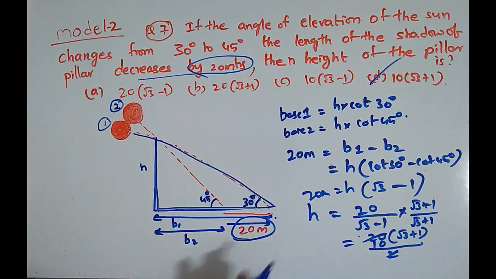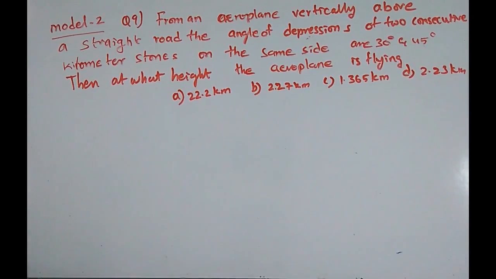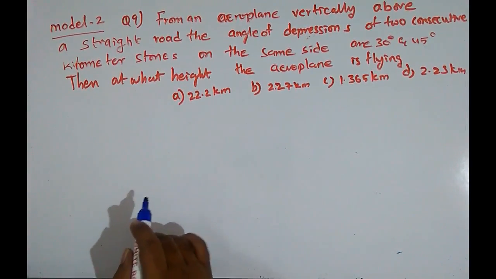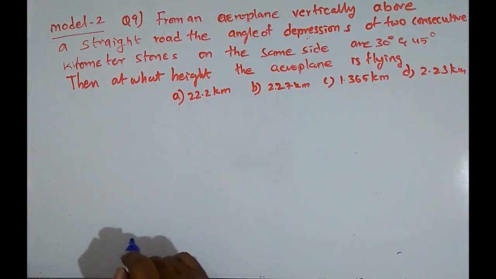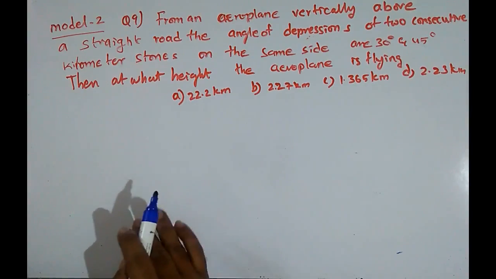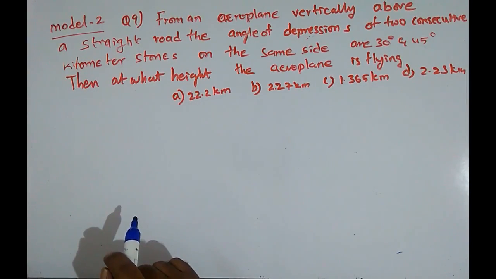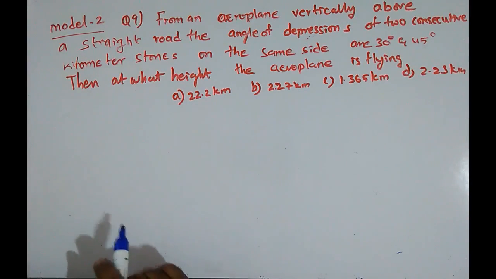So this is a very important model. Model 2 is the sure question in your exam, friends. So you can go through the 8th question in the PDF. It is similar to the 7th one, friends. So here in the 9th question we can see, from an aeroplane vertically above a straight road, the angles of depression of 2 consecutive kilometer stones on the same side are 30 degrees and 45 degrees. Then at what height the aeroplane is flying, friends?